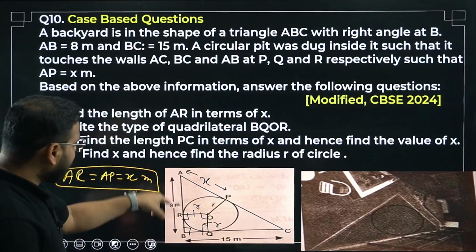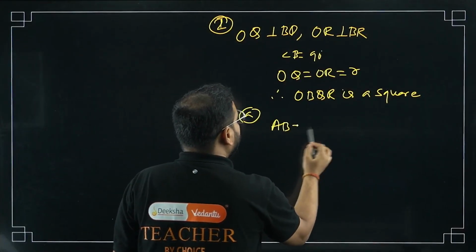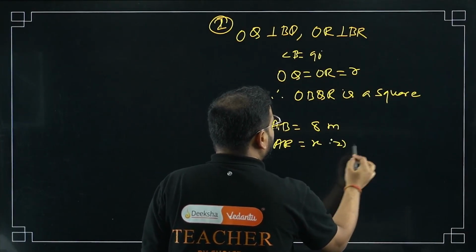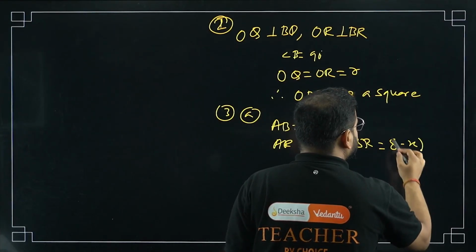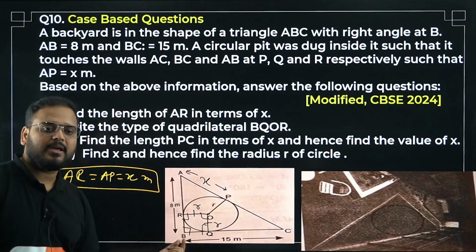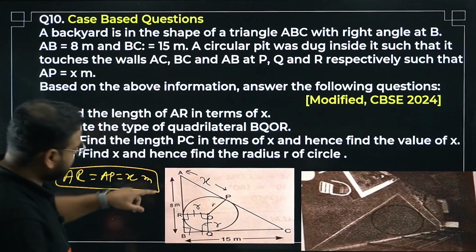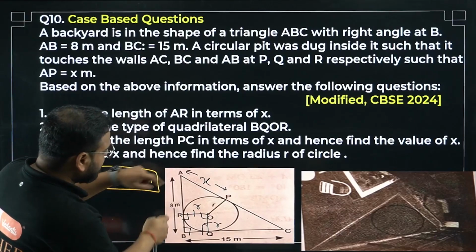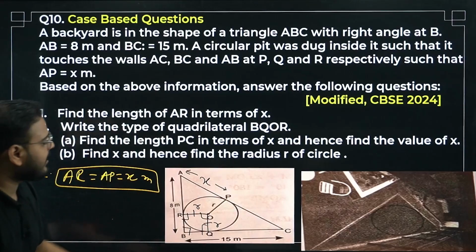We know AR is X. What is BR? AB equals 8 meters, right? AR is X, so BR would be 8 minus X. The total AB is 8, this part is X, so BR will be 8 minus X.